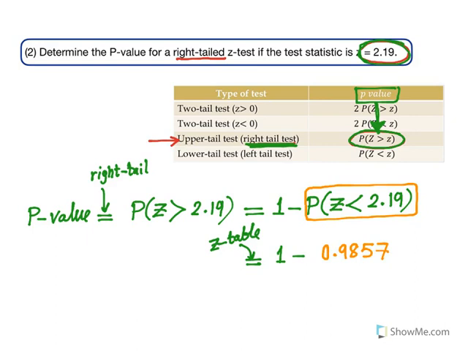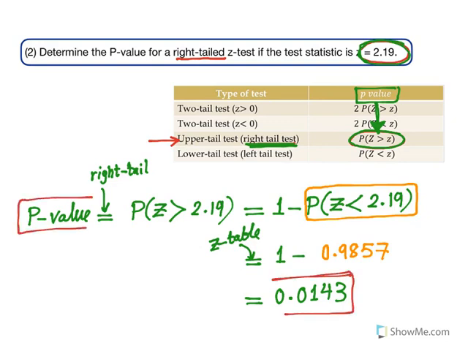0.9857. And so if you use your calculator, you'll get that 1 minus this is equal to 0.0143. And again, I will use red to highlight this. So our p-value now is here.